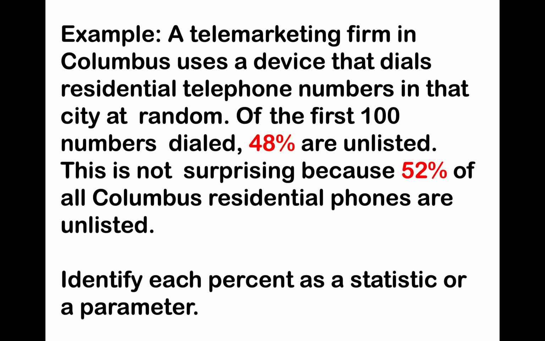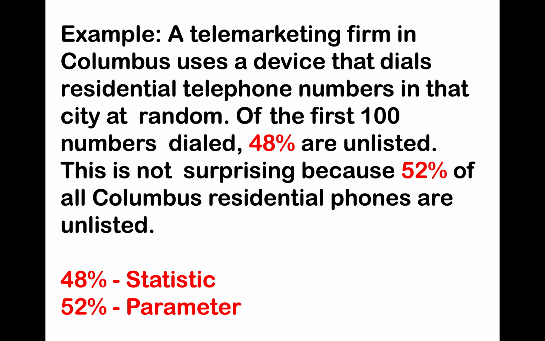So for example, if a telemarketer firm in Columbus uses a device that dials residential telephone numbers in that city at random, of the first 100 numbers dialed, 48% are unlisted. This is not surprising because 52% of all Columbus residential phones are unlisted. And then I'm asking that you identify each percent as a statistic or a parameter. And if we were in class, I'd call on somebody. But here, we know that 52% is the true amount, but we wouldn't really know that. And then 48% is the statistic that comes from a sample.